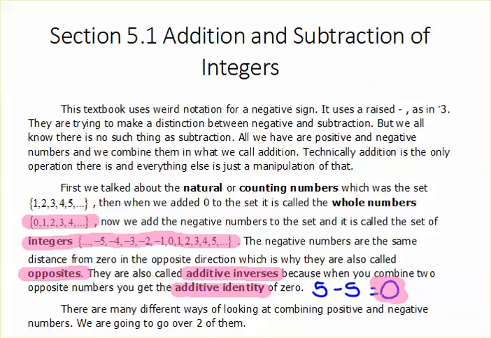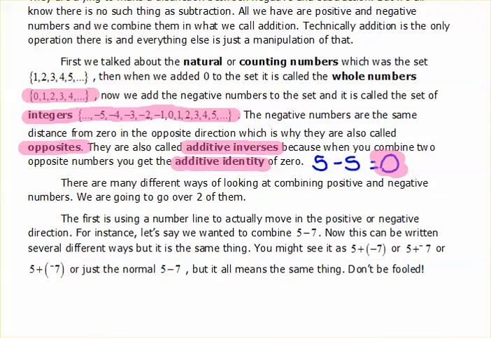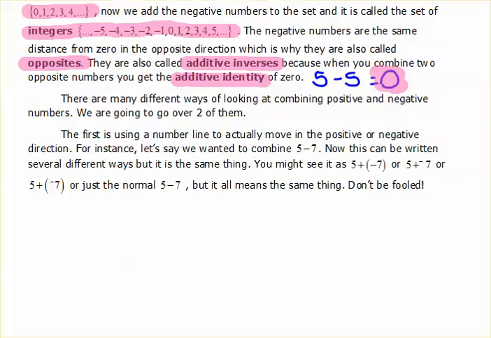Okay, now we're going to talk about combining positive and negative numbers, and there are a couple of different ways. Well, there are a lot of different ways actually, but we're going to talk basically about two methods. The first is looking at it with a number line. So I want to do that first, and what we're going to be doing is 5 minus 7.